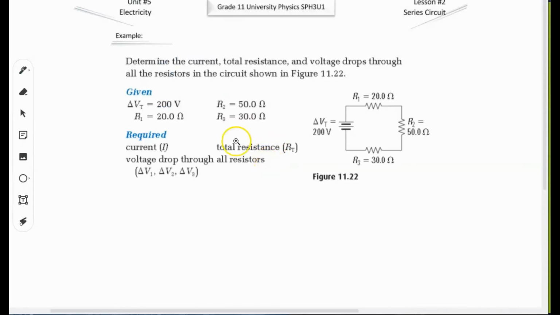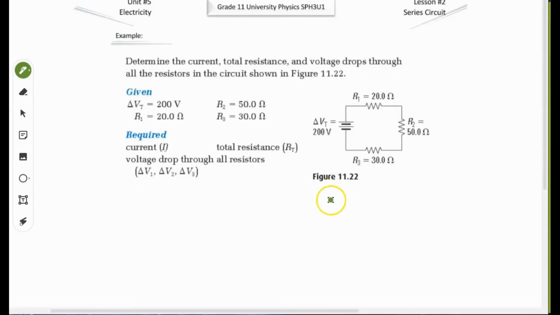So in this example, it asks to determine the current, total resistance, and voltage drops through all the resistors in this circuit. So what do we have here? We have the voltage supplied by the battery. That is 200 volts. We have 3 resistors hooked up in series. The first one being 20 ohms, the next one 50 ohms, and the next one 30 ohms. And I need to figure out the total resistance, the total current, and the current and voltage in each resistor. So we need to solve for every possible thing we would want to know in this circuit.